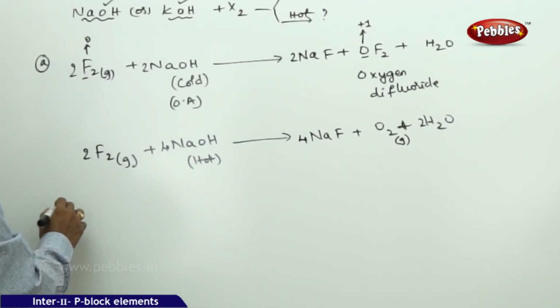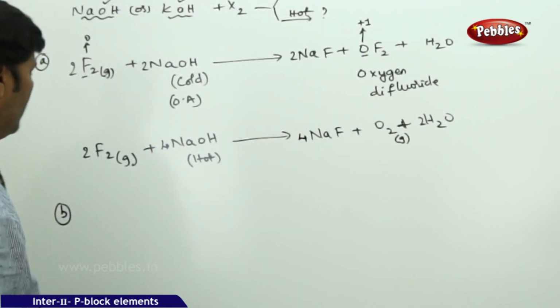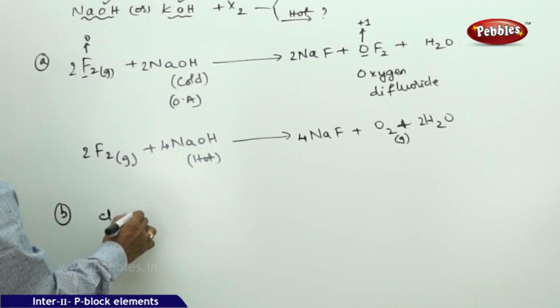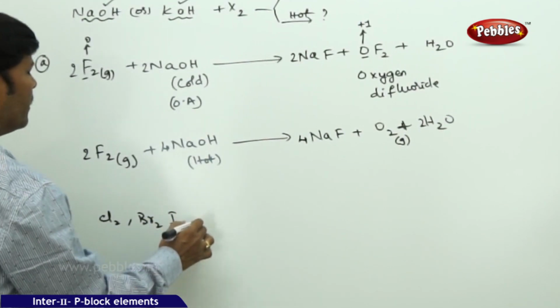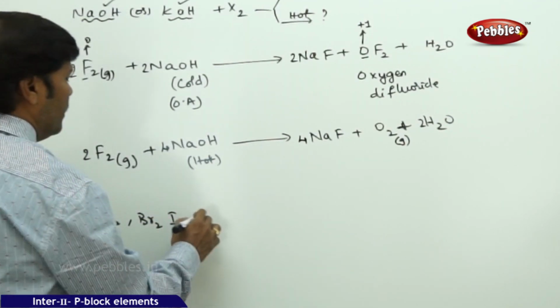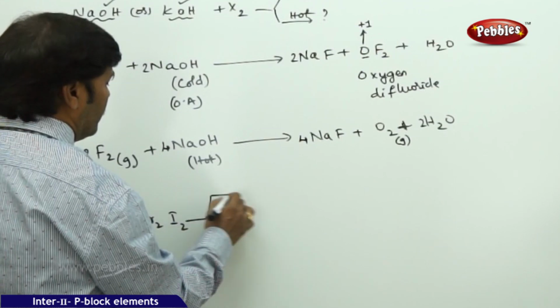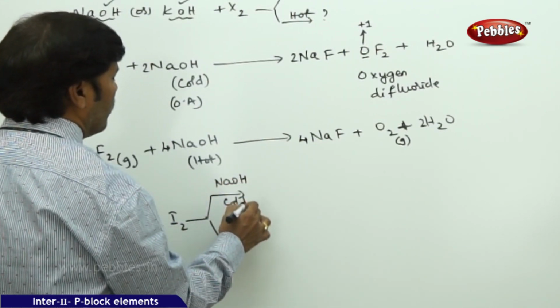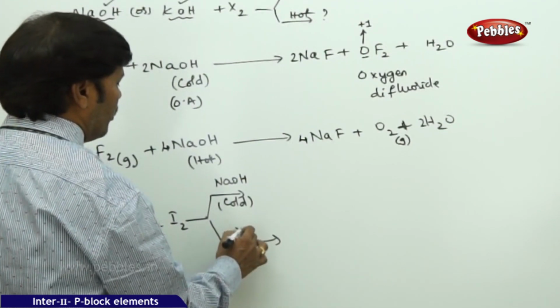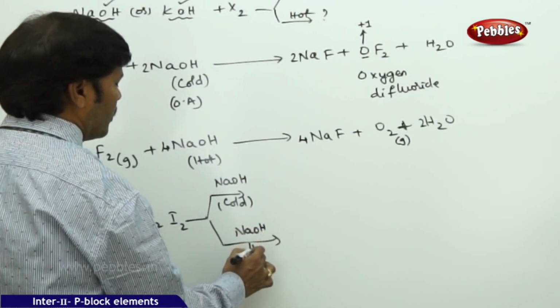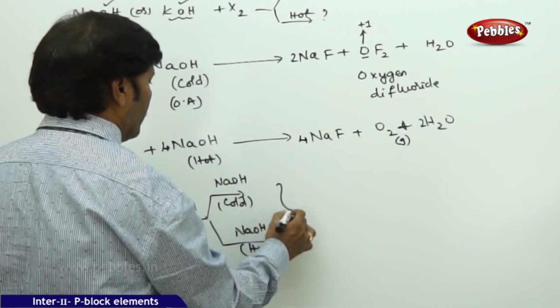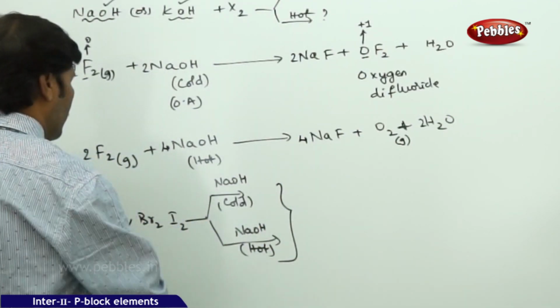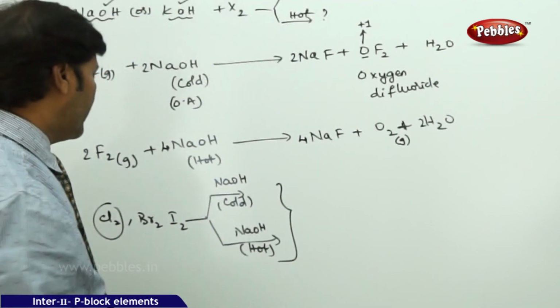Then if you go for the rest of the cases, like chlorine, bromine, and iodine, they have altogether different methods of reacting with NaOH, that is NaOH cold and dilute, and the same NaOH that is hot and concentrated. So taking this into consideration, first I will take only chlorine. With the chlorine I am going to write the reaction.